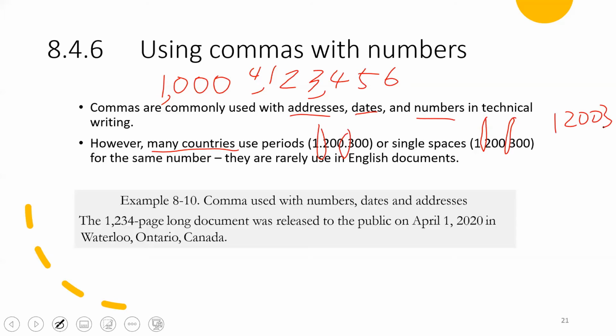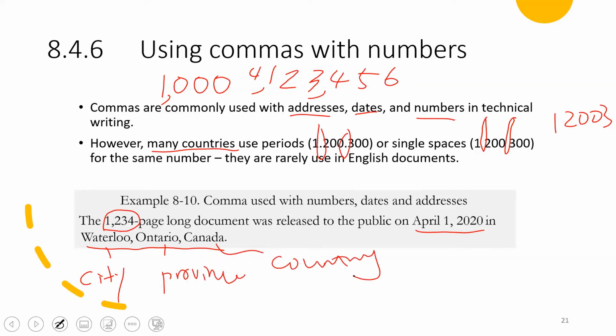For example, this: 1,234-page document was released on April, so there is a comma for the date. There is a comma between, this is a city, this is a province, this is a country. When you write an address, write from city to province to country.